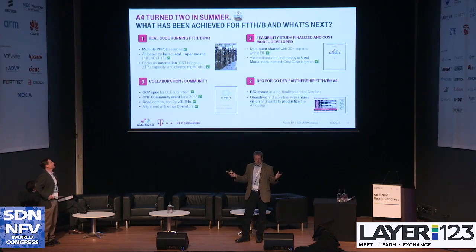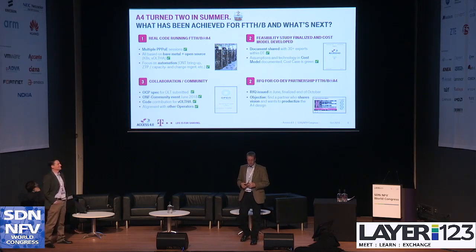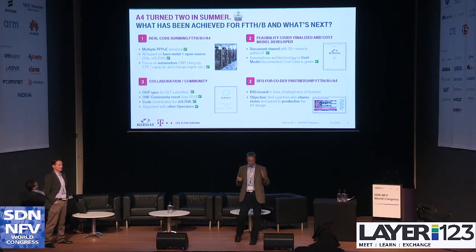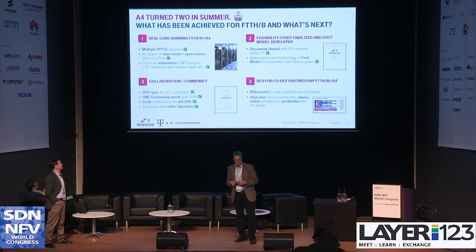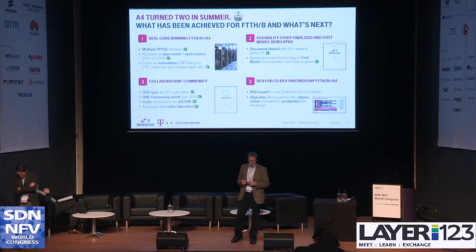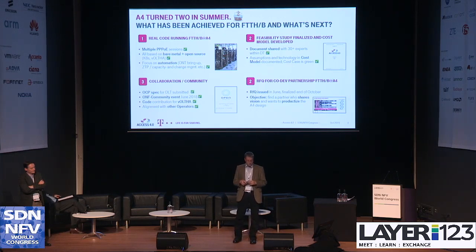Now A4 turned 2 in summer, so happy birthday. What has been achieved so far for the FTTH and the FTTB, and what is next? You see 4 blocks here. Block number 1 is what's happening in our lab. The real code for FTTH and FTTB is running in our lab. So we are able to terminate multiple PPP sessions of multiple customers. We run all of our equipment on bare metal, open source, Kubernetes, and of course VOLTHA.